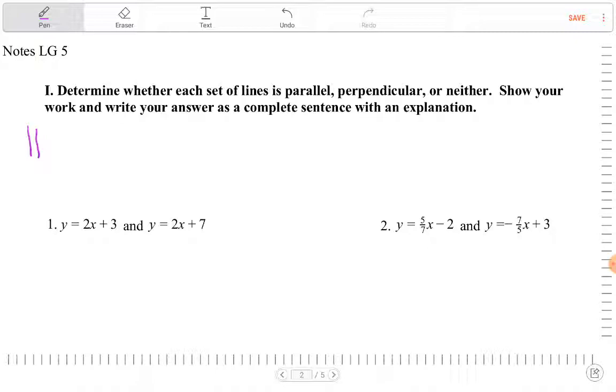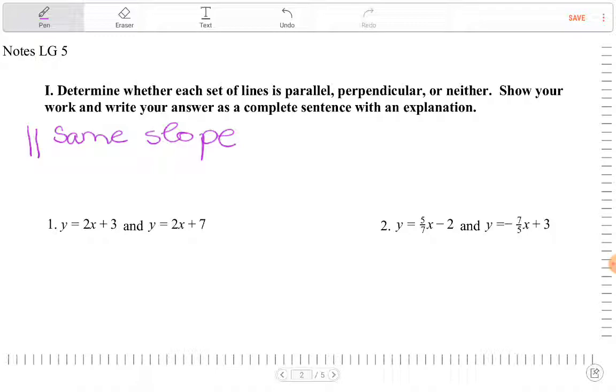To be parallel, a line and another line have to have the same slope. So when I have two equations and I need to prove if they have parallel lines, I will just check, is my slope the same as it is on the other line? As soon as we can say, yes, the slope is the same, we can say mathematically those lines are parallel.